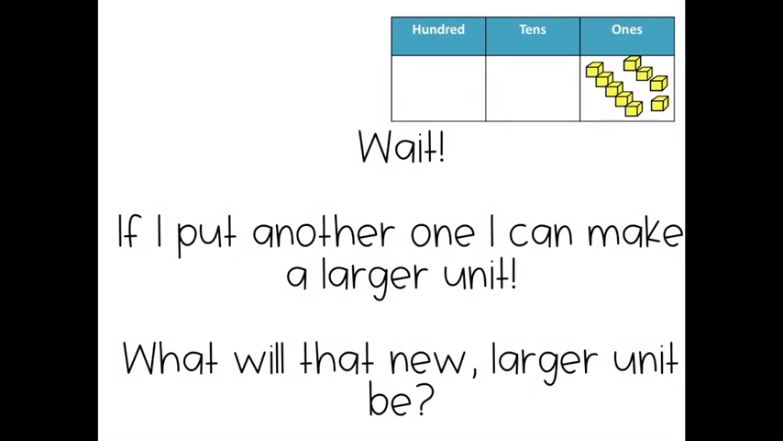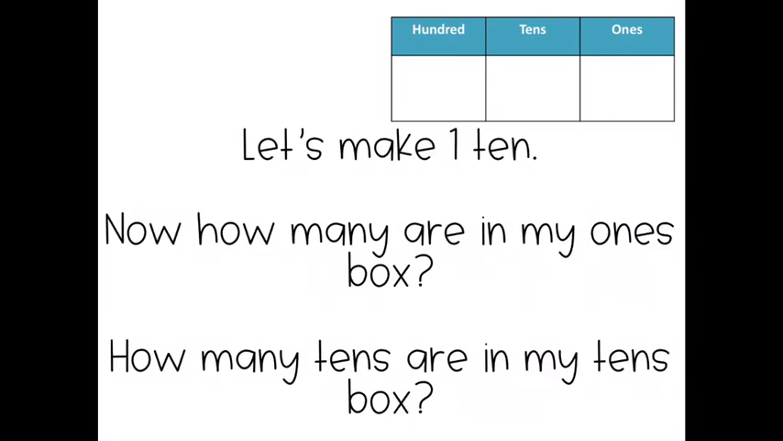Very good. If you said tens, you would be correct. Once I add that 10th cube into the ones, I need to round them up, bundle them together, and move them over to the tens place. So let's make 1 ten. As you can see, my yellow cubes from my ones place are now gone, and it has been replaced by a green tens rod. How many are in my ones box? 0. How many are now in my tens box? That would be 1. Very good.